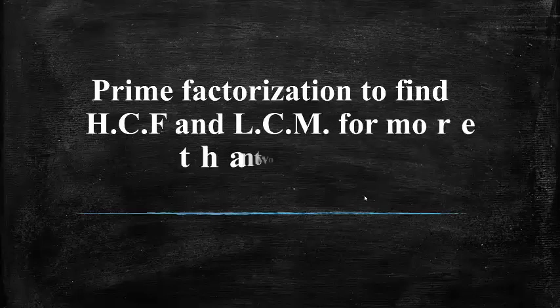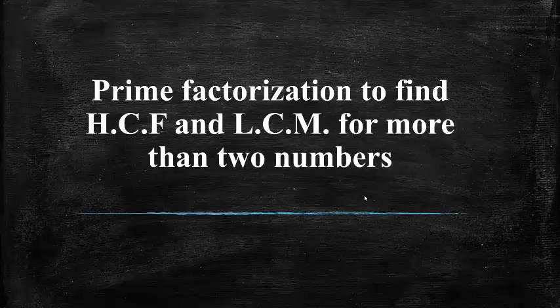Welcome to Aptitude Simple. Today we are going to find the HCF and LCM for more than two numbers using the prime factorization method. Whenever we are given more than two numbers to find HCF and LCM, it's a better way to go for prime factorization. Instead of going for the long division method, we can try the prime factorization method. So let us see an example.